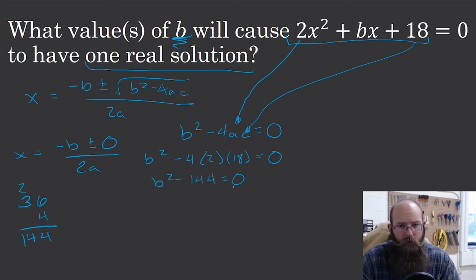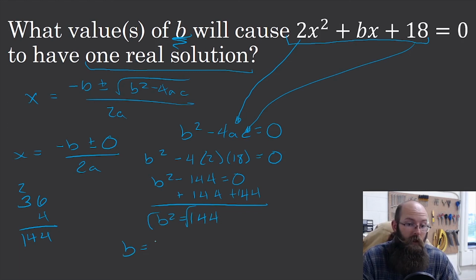That's going to be cute for us. That's good. I'm going to add over that 144. So b squared equals 144. Positive now. That's good. Square root both sides, and I end up with b could be plus or minus 12. Right? Because the square root of 144 is a positive or a negative 12.